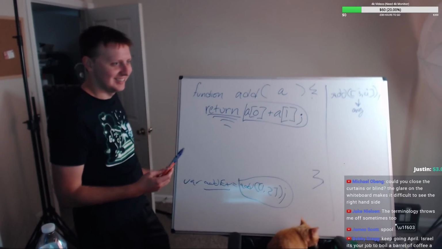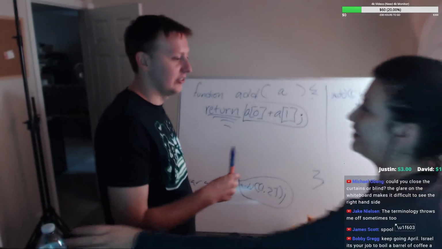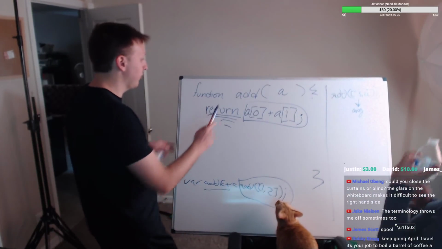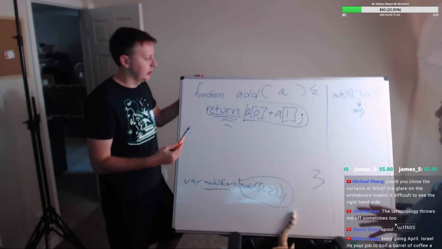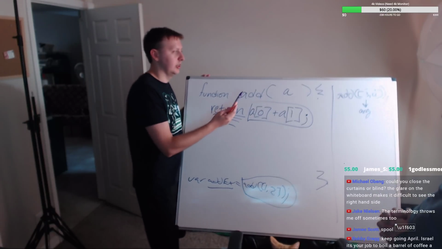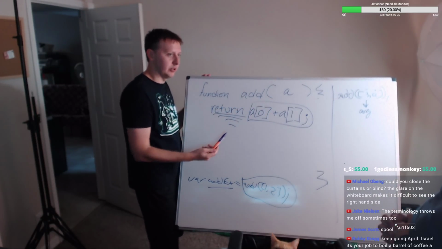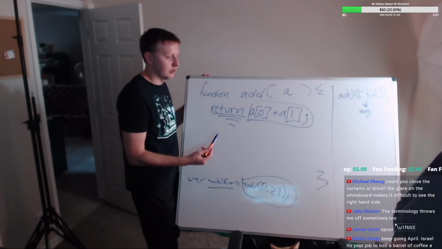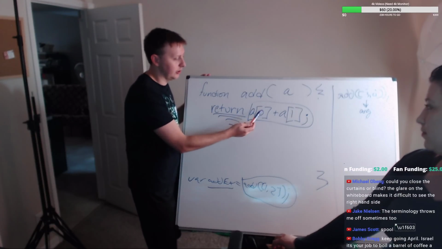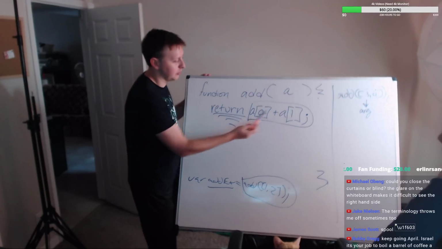Sorry, I was a little distracted. Okay, so we have our function. What does our function do? Let's start there. It takes in an array and it does what with it? It returns whatever you have it set to. Okay, it returns the combination of A0 and A1.